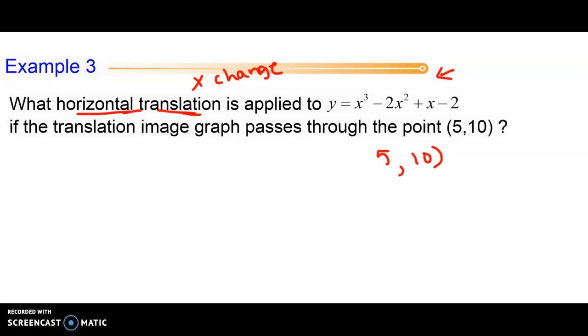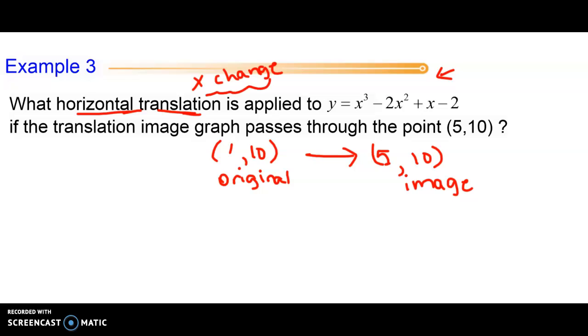So I know that (5, 10) is the coordinate of the image. What I don't know is what was the original coordinate before it shifted. I do know that the y value will be 10, as we set up here. The x changes, the y doesn't. So my goal is to find x when y is 10.